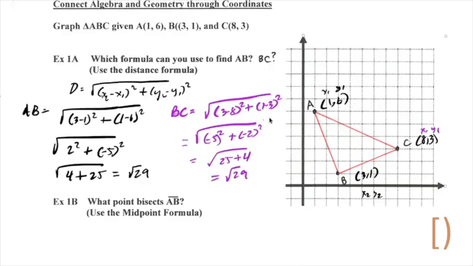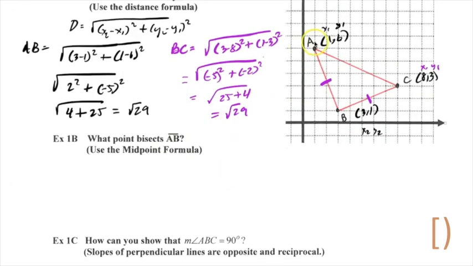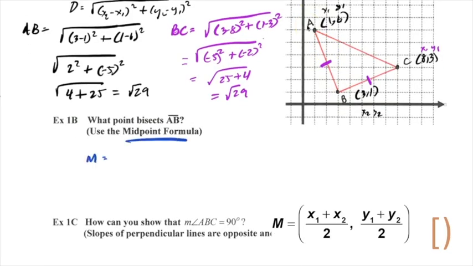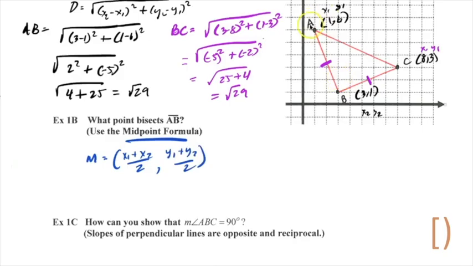We know that AB is congruent to BC. They're the same length. What point bisects AB? Like, what's the middle point of AB? To do that, we're going to use the midpoint formula. Remember, the midpoint formula is just find the average, basically. You can do (x1 plus x2) divided by 2, (y1 plus y2) divided by 2. We're trying to find the midpoint of AB.